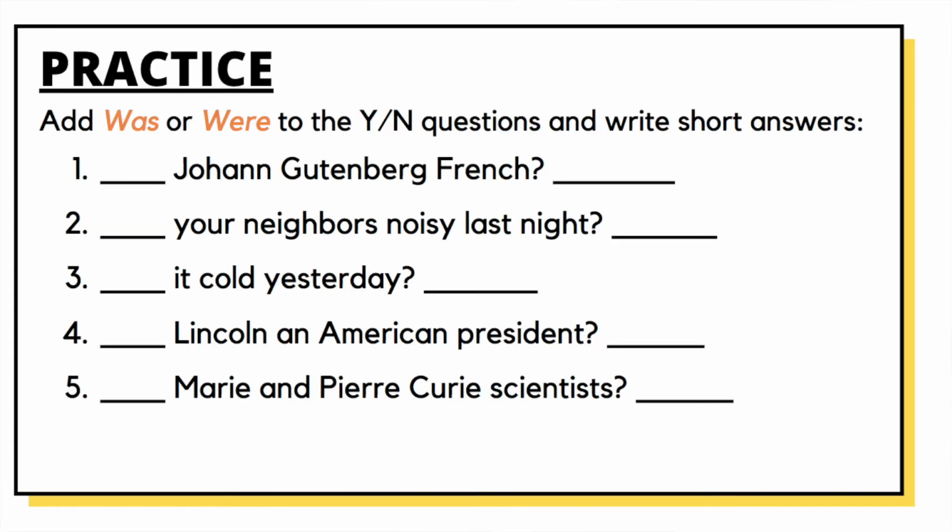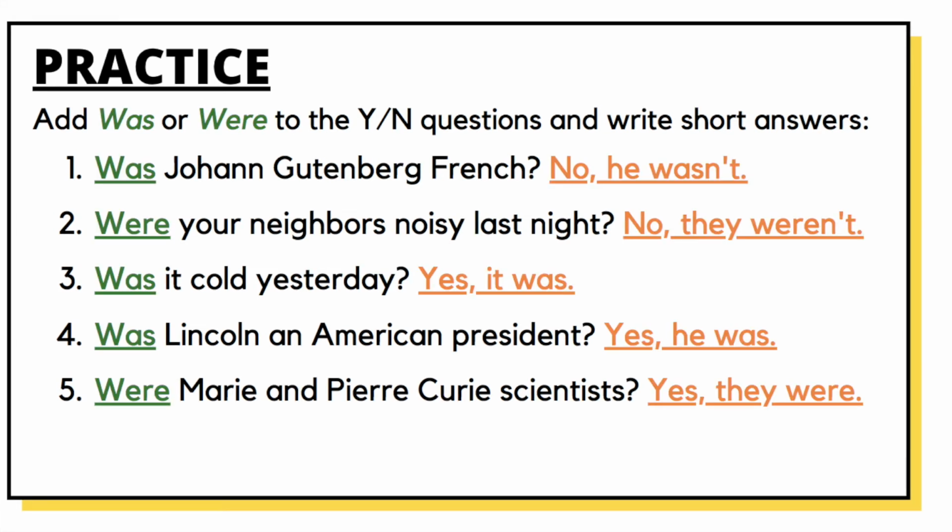For these exercises, add was or were to the yes-no questions and write short answers. Pause this video while you go through these exercises. Let's go over these together. Number 1 says, was Johann Gutenberg French? No, he wasn't. Number 2 says, were your neighbors noisy last night?